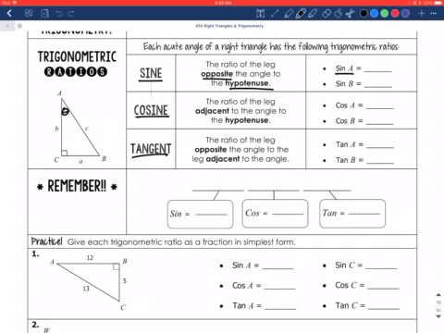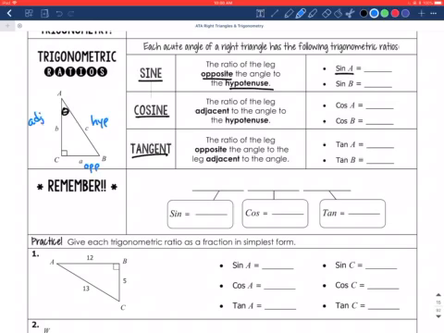So the leg or the side that is opposite of this angle would be A. It's the one that it's not touching, right? So this would be the opposite side. C is obviously the hypotenuse because it's across from the right angle, and it's the longest side. And then B would be what we call the adjacent side, which you'll see in just a second.